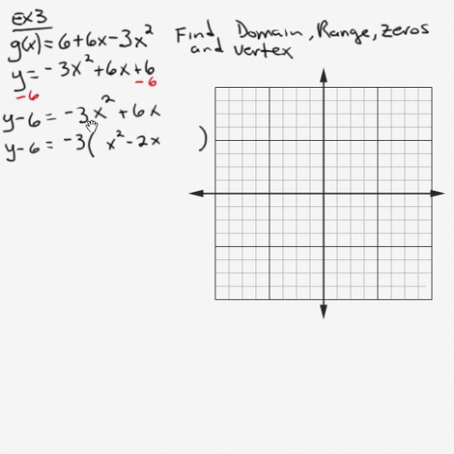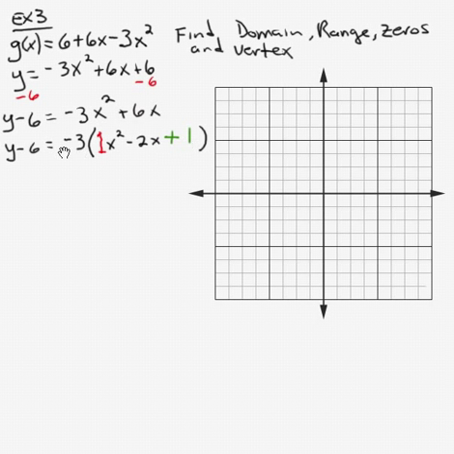So negative 3x squared divided by negative 3 is 1x squared in the parentheses. 6x divided by negative 3 is negative 2x. So in the parentheses, we have a coefficient of 1. We can complete the square here for a perfect square trinomial. Do the Texas two-step. So 2 divided by 2 is 1. 1 squared is 1. That's the number that goes inside here.